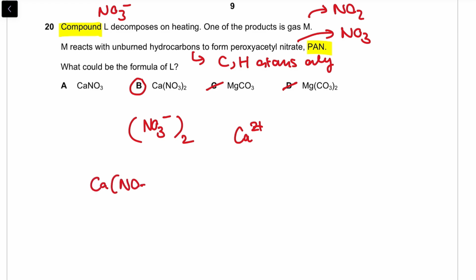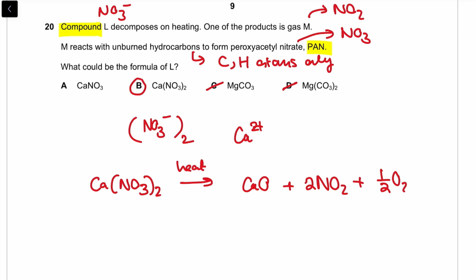So calcium nitrate decomposes via heating to form calcium oxide plus 2 nitrogen dioxide plus half oxygen. And you must have this setup memorized. And so as you can see, this is the nitrogen dioxide produced, and this is what reacts.